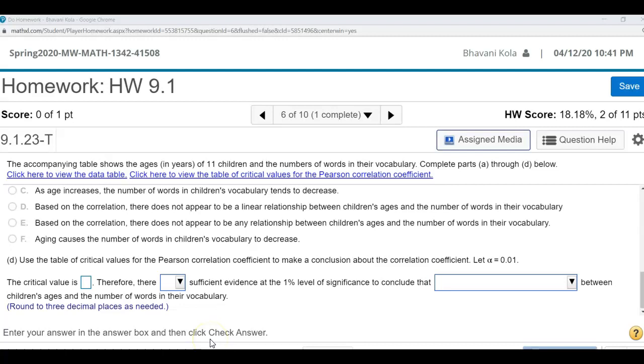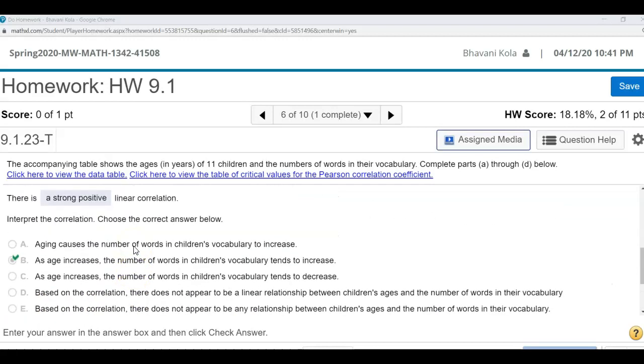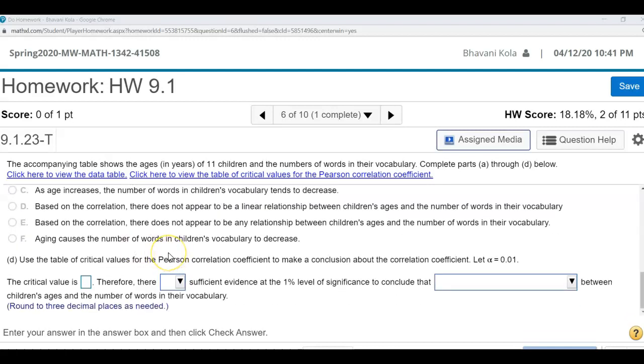All right, so now let's go back to our problem where we stopped here. We finished part C, I think, and we're looking at part D. Use the table of critical values of the Pearson correlation coefficient to make the conclusion about the correlation coefficient. Keep in mind that you have to find your critical values from the table, and your alpha value is given to you. And I also need my n. My n is my sample size.